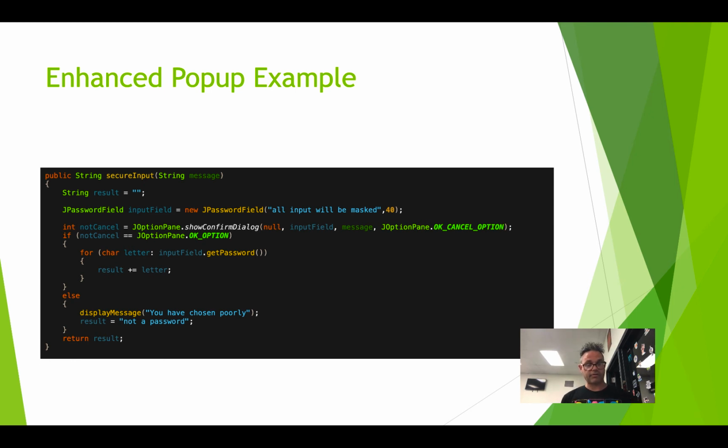And then at that point, if they typed in anything else, if they pressed the cancel button or pressed the X in the top corner so they could get out of that window, I'm going to display a message using my other method inside my pop-up class to say, hey, you've chosen poorly. I don't want to actually use this. And then set result to be "not a password", which would not be, of course, the correct data that we're working for, and return that result variable. So either I have the actual password typed in, what the user thinks is the password, or I type in "not a password", which is definitely not what we want to have.